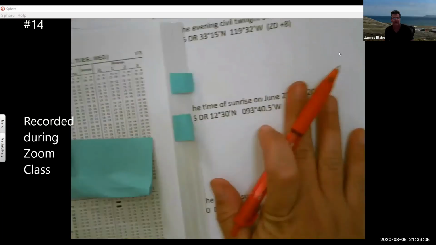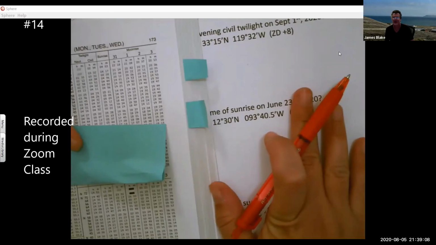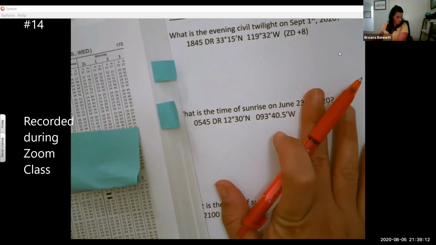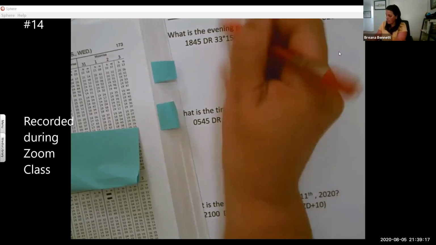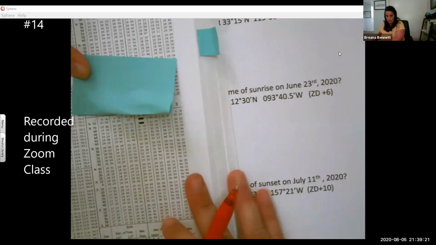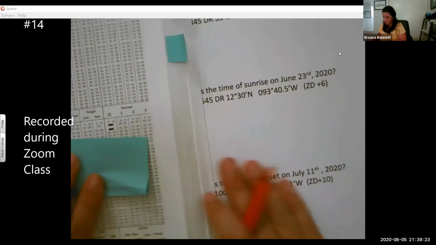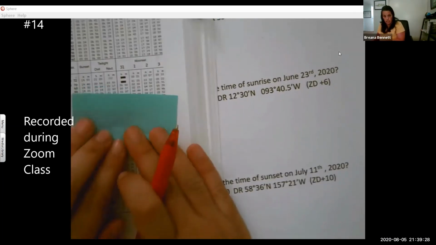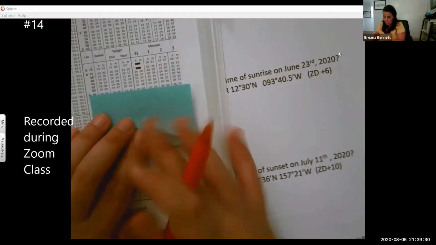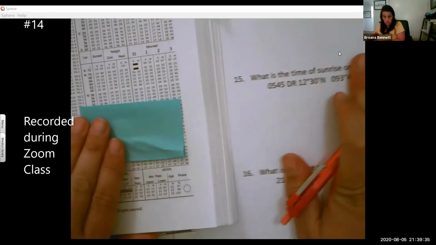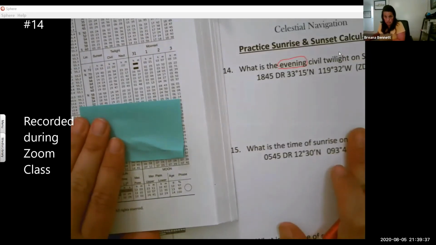So sunrise or sunset? Civil twilight. I didn't even write it. Oh, the evening. I said evening. Yep, that would be in the PM. You are right, PM. Let me get the computer here. Okay, so we are in the PM, civil twilight. Let's see. You can see my page now.